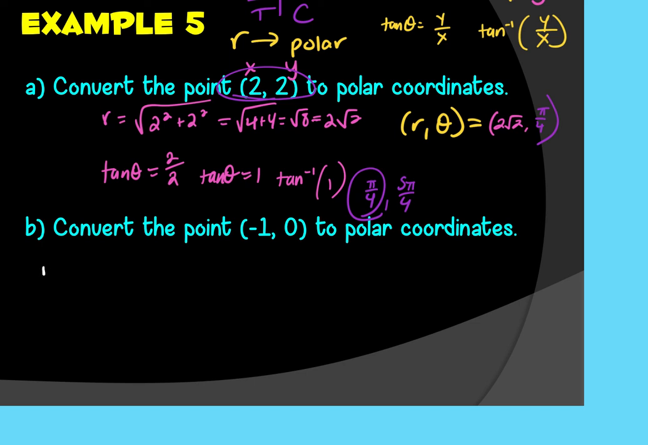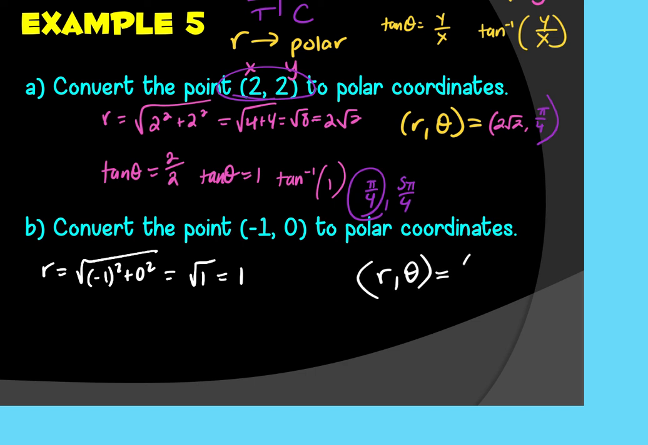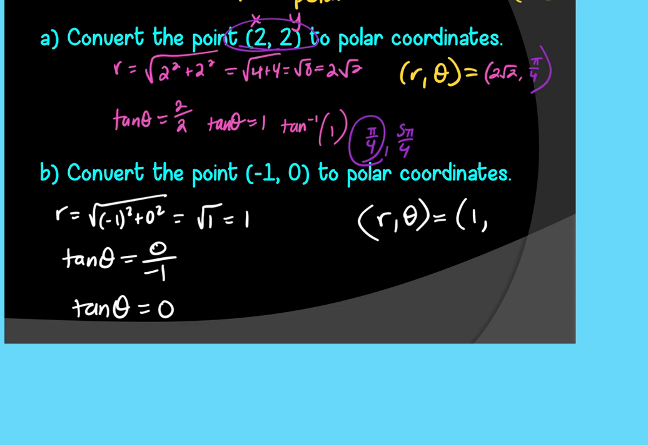Same thing. R equals the square root of -1 squared plus 0 squared, square root of 1, which is 1. So that's my radius. And then tan of theta equals 0 over -1. And 0 divided by -1 is what? Tan is y over x. This is 0. So where on your unit circle is tangent 0? Oh, this one. At 0 and at pi.